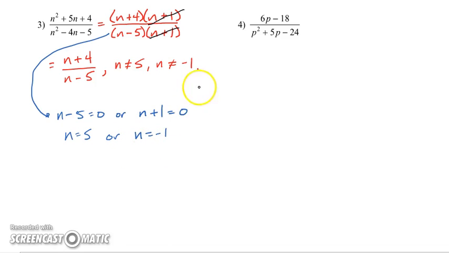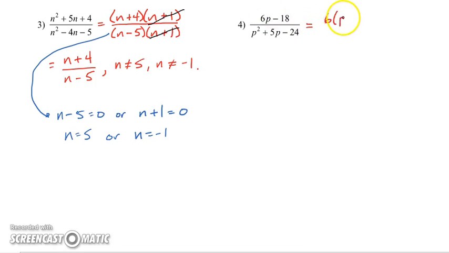And let's do one more for an example. Look at number 4 here. I've got 6p minus 18 divided by p squared plus 5p minus 24. I'm going to factor the top, but it's not sum and product factoring because I don't have p squared, p and a number. I can pull out a common factor though.